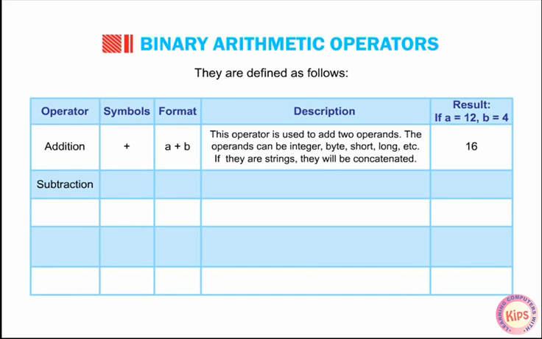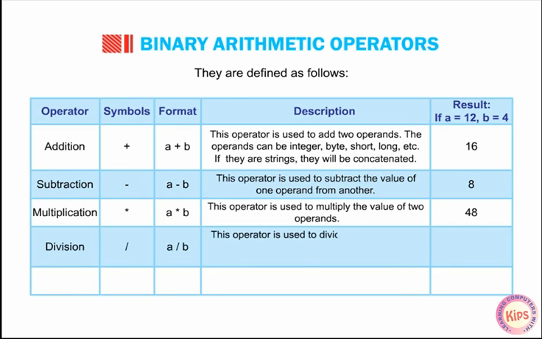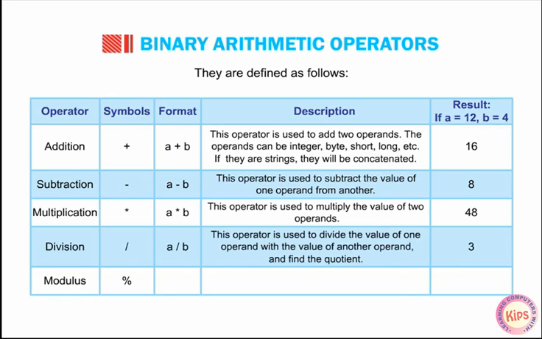16. Subtraction, minus, A - B. This operator is used to subtract the value of one operand from another. 8. Multiplication, asterisk, A * B. This operator is used to multiply the value of two operands. 48. Division, A / B. This operator is used to divide the value of one operand with the value of another operand and find the quotient. 3. Modulus, percentage, A % B. This operator is used to find the remainder of a division. 0.